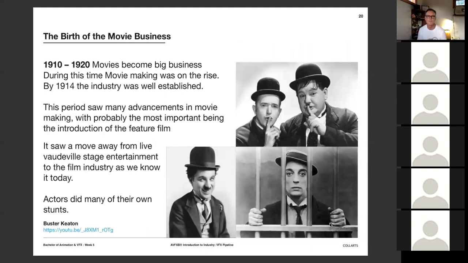The birth of the movie business. So up until now, technology is moving, and there's lots of these short little films. But up until now, film has still been very much a curiosity and an oddity, and the films were quite short, and people didn't really go to the movies on any large scale. Mass popular entertainment at this stage was pretty much in the form of vaudeville stage entertainment.